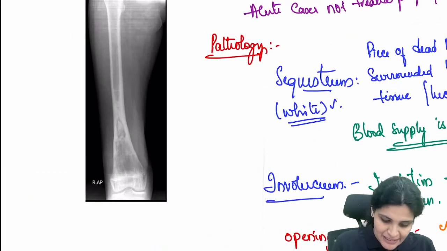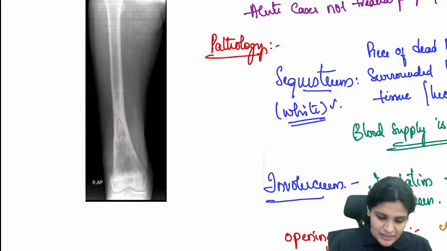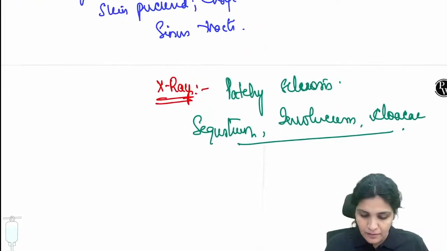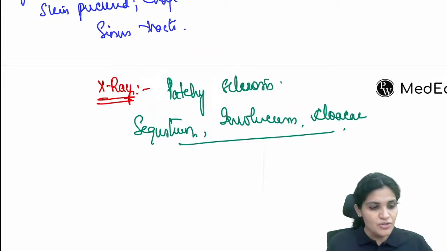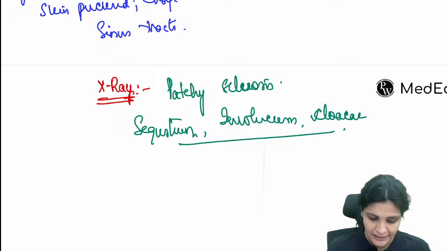You see there is a patchy sclerosis, right? So there is some amount of sclerosis here and there. And then you will see that this is the sequestrum, and this is covered by a lucency, that is granulation. Then you can see some amount of new bone formation, that is your involucrum, right? So these are all the things which you see on the X-ray. This usually confirms the diagnosis of your chronic osteomyelitis, right?